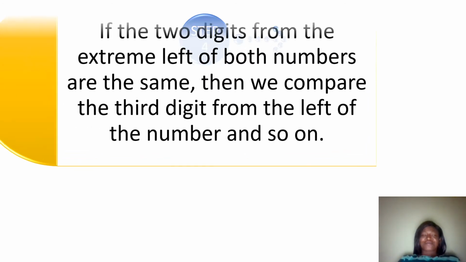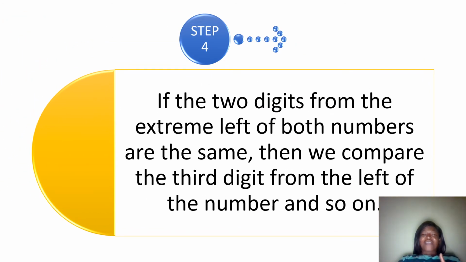Okay, step 4. Let's see if the two digits from the extreme left of both numbers are the same. What are we going to do? Then we compare the third digit from the left of the number and so on. When the third ones are the same, you move on to the fourth one. If the fourth ones are the same, you move on to the fifth one. So you continue like that to the end. Let's look at an example.